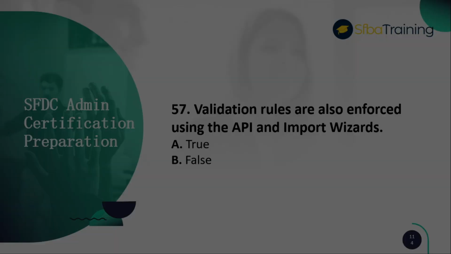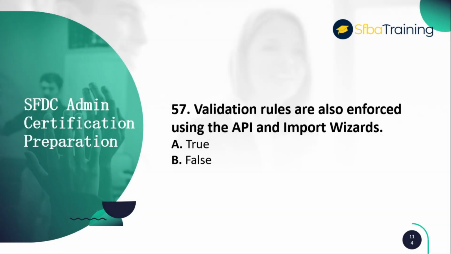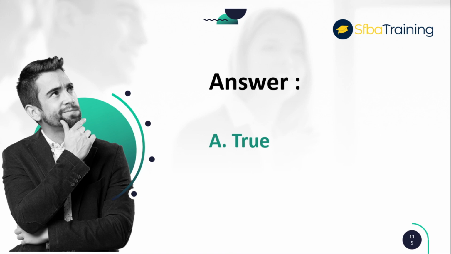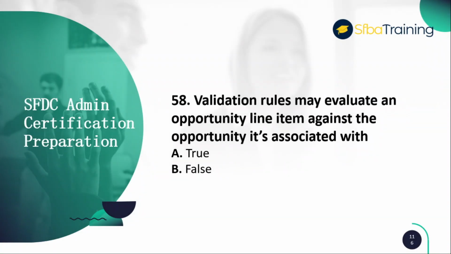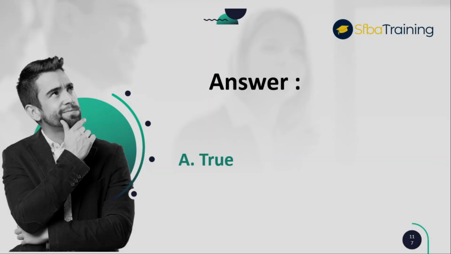False. Number 57. Validation rules are also enforced using the API and import wizards. A. True, B. False. The answer is A. True. Number 58. Validation rules may evaluate an opportunity line item against the opportunity it's associated with. A. True, B. False. The answer is A.